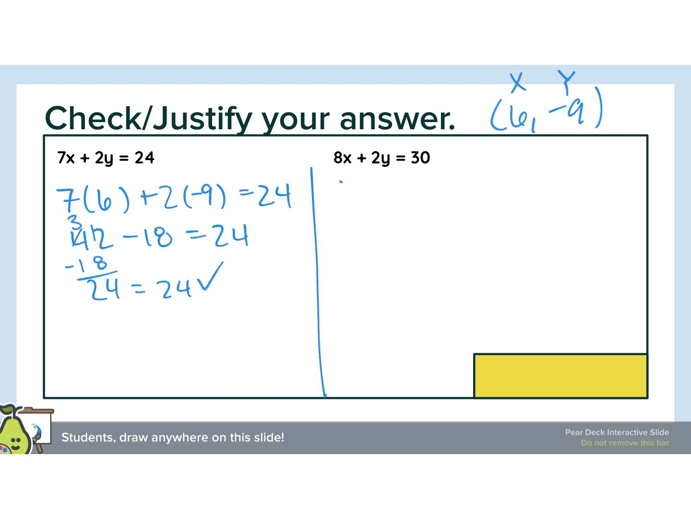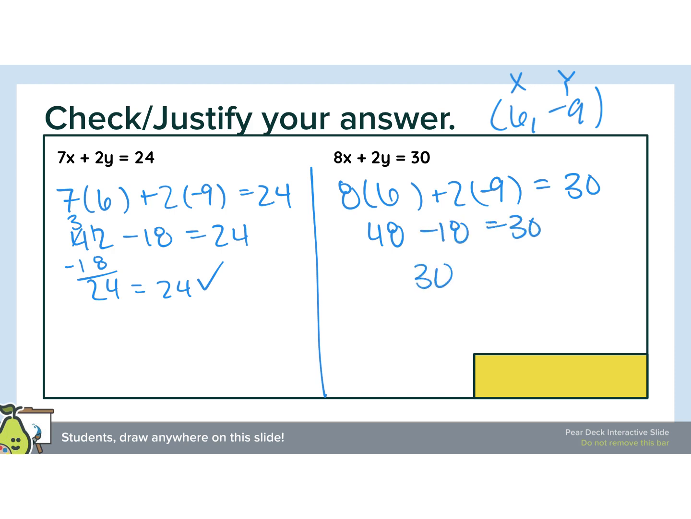Second equation, instead of the x and the y, we're going to plug in 6 and negative 9 in these parentheses. So x is 6, y is negative 9. 48 minus 18 is indeed 30. They both check out. We did these correctly.